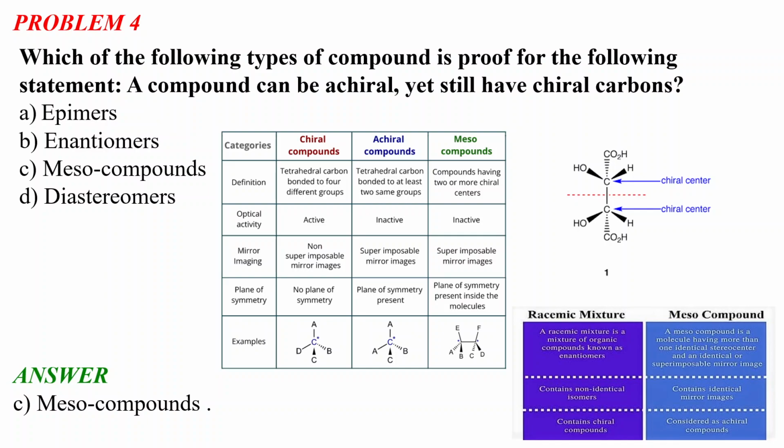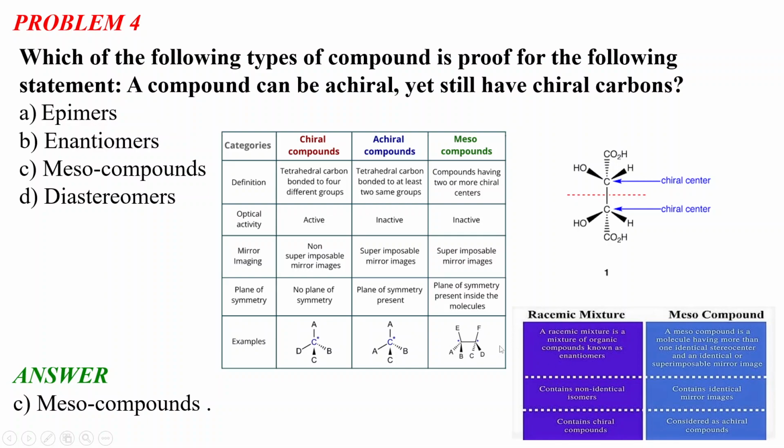In chiral compounds, there is no plane of symmetry. In achiral compounds, there is a plane of symmetry present, and in meso compounds, there is a plane of symmetry present inside the molecules. You can see examples of chiral, achiral and meso compounds here in these forms.